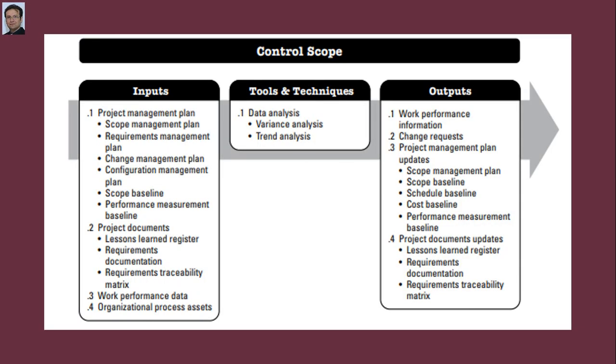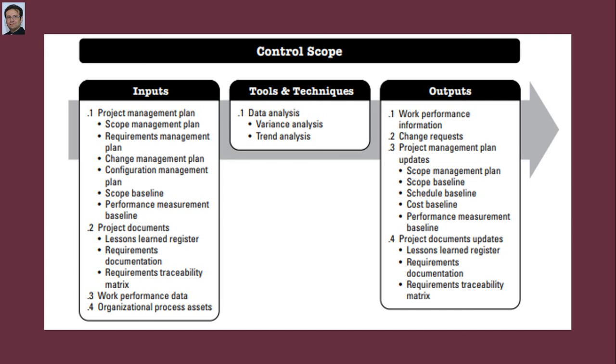So these are the inputs. You need the scope management plan, same as validate scope. You need the requirement management plan, same as validate scope. You need the change management plan, because obviously the purpose of the control scope process is to correlate your actual work with the planned work. If you notice any deviation, you will have to issue a change request. So how you will address changes is given in the change management plan. The change management plan defines the process for managing change on the project.